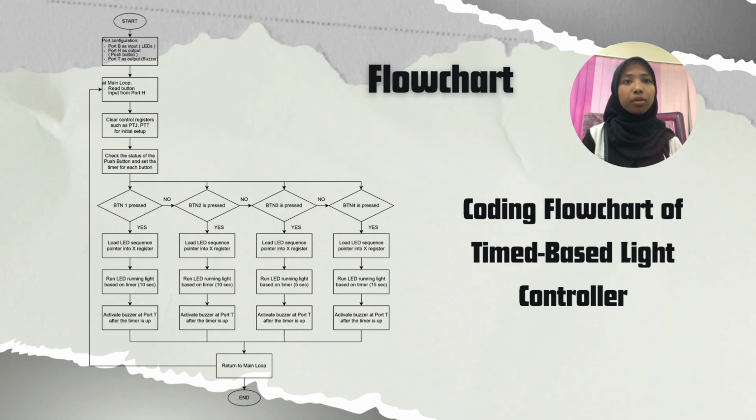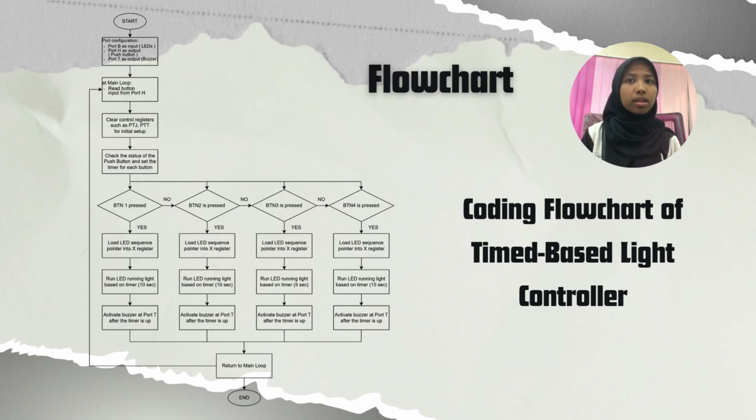And then after we read the button, we need to clear the control registers such as port J and port T for initial setup, and then check the status of the push button and set the timer for each button. If button 1 is pressed, we need to load the LED sequence pointer into the X register.